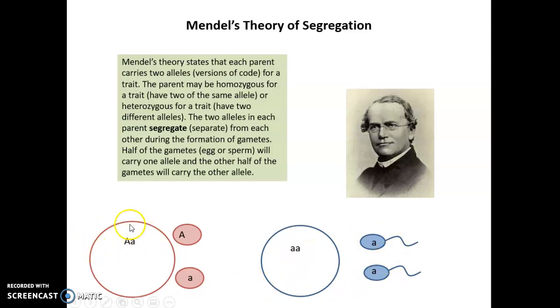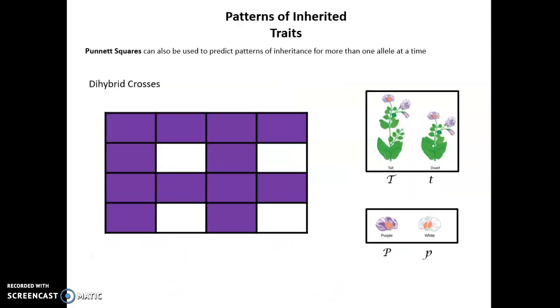So if it's a heterozygous parent, they're going to get one copy of each allele in different gametes. If it's a homozygous parent, you're going to have the same allele anyway, right? But either way, one copy of each allele goes into a different gamete. So they segregate or separate from each other. That's Mendel's theory of segregation. You guys do need to know that one.